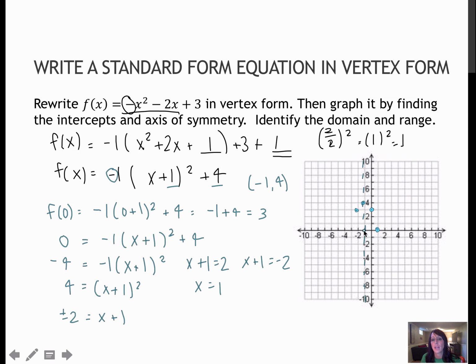And I could just go ahead and reflect that 2 spaces to the other side, but again, I should get the same thing here, x equals negative 3, and that is where that other point was. I'm not going to do any more points on that one because I already have 5 points, and I have a pretty good idea of what my parabola looks like.